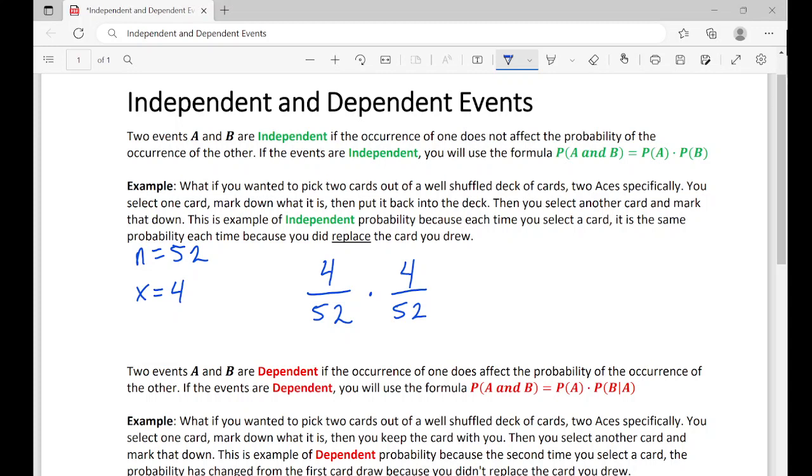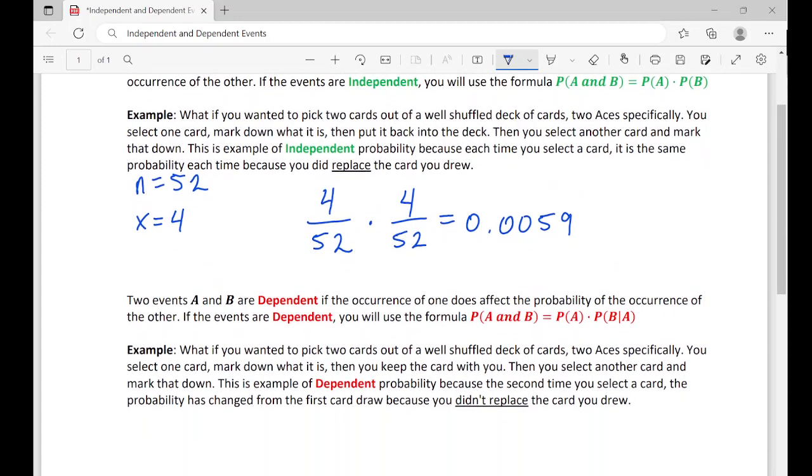So all you do from here is you're just going to do 4 over 52 times 4 over 52. And when you do that, you're going to end up getting a decimal, a fraction as well, but a decimal is usually better in this case, of 0.0059. Not a very likely chance that you're going to select 2 aces in a row, but still possible. This is what happens when you replace an ace. This is what happens when you have an independent event.